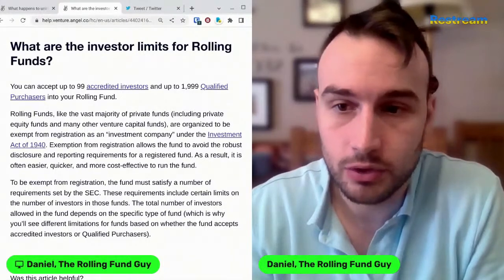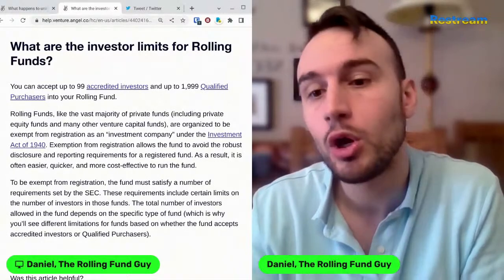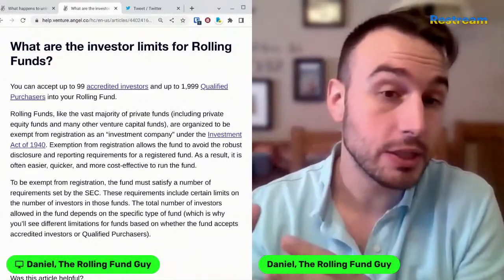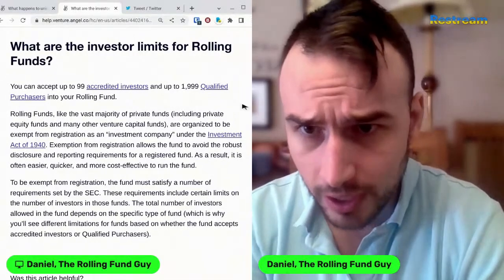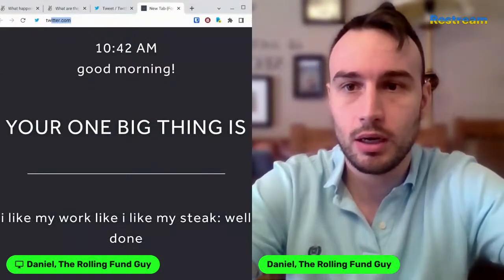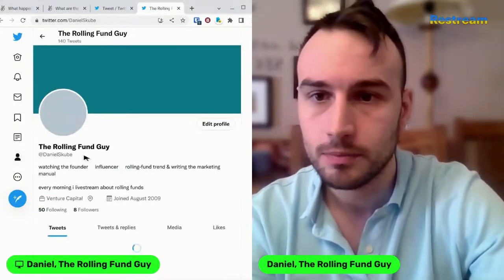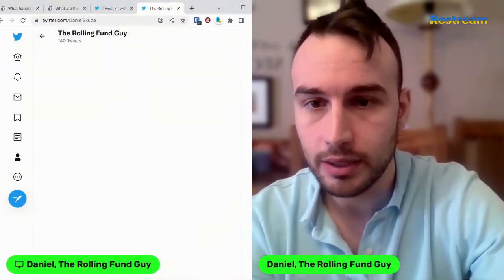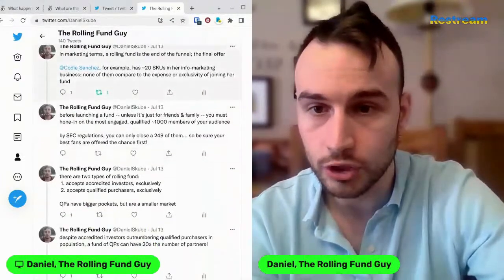The total number of investors allowed in the fund depends on the specific type of fund, which is why you'll see different limitations for funds based on whether the fund accepts accredited investors or qualified purchasers. Let's talk about this different limit here. Accredited investors and qualified purchasers. And I'm actually going to pull up a tweet thread that I made on this same topic. I made it a while ago, so it should be down near the bottom here. But it was about the theoretical world's largest fund.